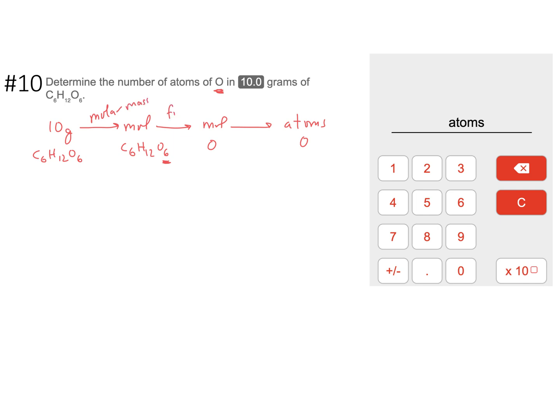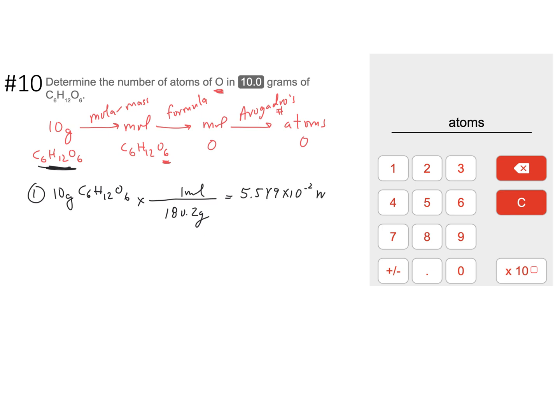Moles to moles of oxygen, we're going to use the molecular formula, and here we're going to use Avogadro's number. All right, so again, a three-step question. Step one, 10 grams of C6H12O6, and we could look up the molar mass of this, or you could calculate it. If we look it up, we'll see that it's about 180.2 grams per 1 mole. And so I've got 5.549 times 10 to the minus 2 moles of glucose.